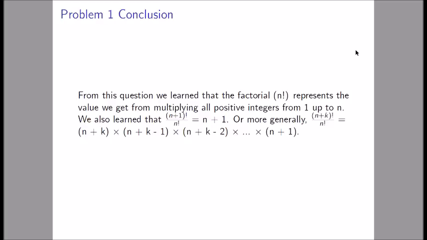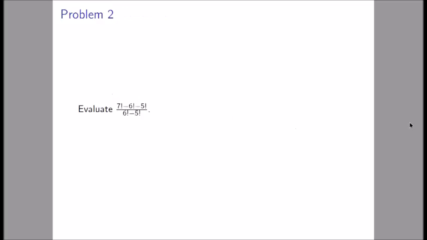Conclusion. From this, we learned that the factorial n factorial represents the value we get by multiplying all positive integers from 1 up to n. We also learned that n plus 1 factorial over n factorial is equal to n plus 1, or generally, n plus k factorial is equal to n plus k times n plus k minus 1 all the way down to n plus 1.